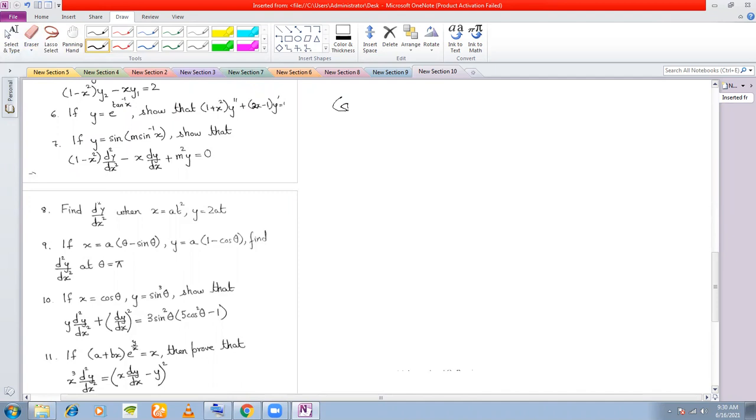The question here is, it is given that y equals sin(m sin inverse x). First we start by differentiating, and you need to prove that (1 minus x square) d2y/dx2 minus x dy/dx plus m square y is equal to 0. We'll use the notation y1, y2 because it is convenient to write. Otherwise d2y/dx2 is very difficult to write.